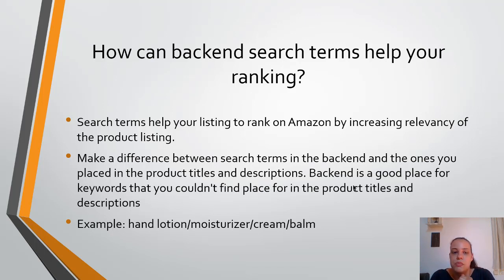For example, if you sell a hand lotion product, hand lotion can also be called moisturizer. It can also be called cream by some people, balm by some people. So all of these are different names that someone interested in your product would type in. And if you want to optimize your listing with these search terms, you can only choose one. It would not make sense to call your product brand name and then hand lotion, moisturizer, cream, balm.